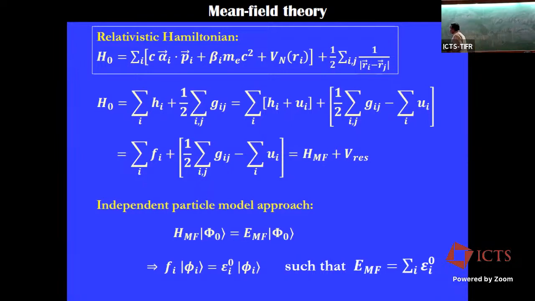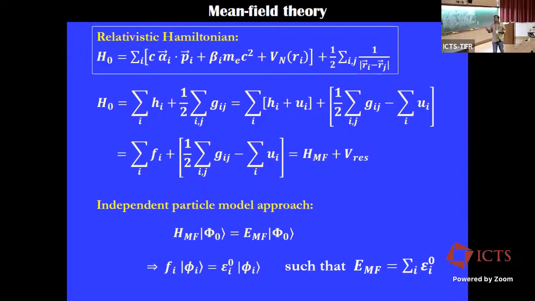Instead of using the actual Hamiltonian with this Coulomb interaction term, we replace it by an effective Hamiltonian, an effective one-body potential that we call the mean field potential. This has to be constructed out of these interactions, so that most of the interactions are included here.